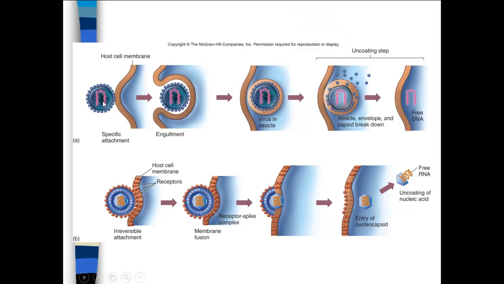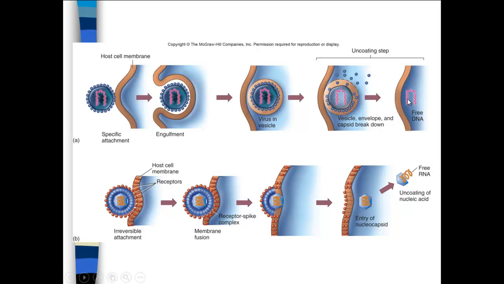You can have specific attachment, and then engulfment, where the entire virus is taken into the cell in a vesicle, okay? Or you can have attachment, what's called irreversible attachment, where the two membranes fuse, the virus membrane as well as the cell membrane fuse, and then the cell membrane becomes a part of the virus membrane or vice versa, and the nucleocapsid, the capsid itself, is then released into the cell. So it can happen either way, okay?